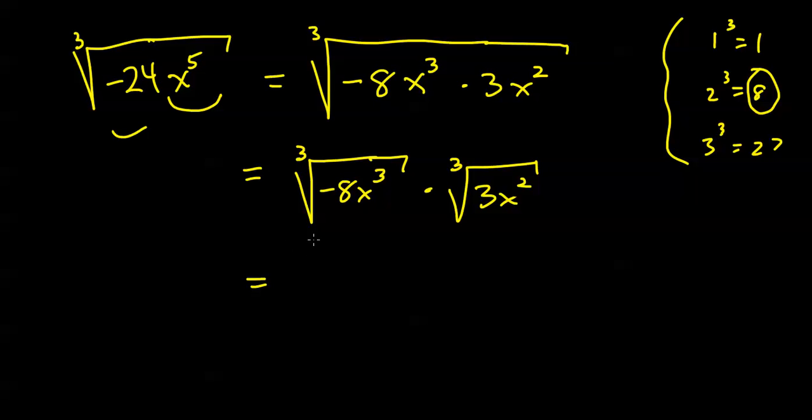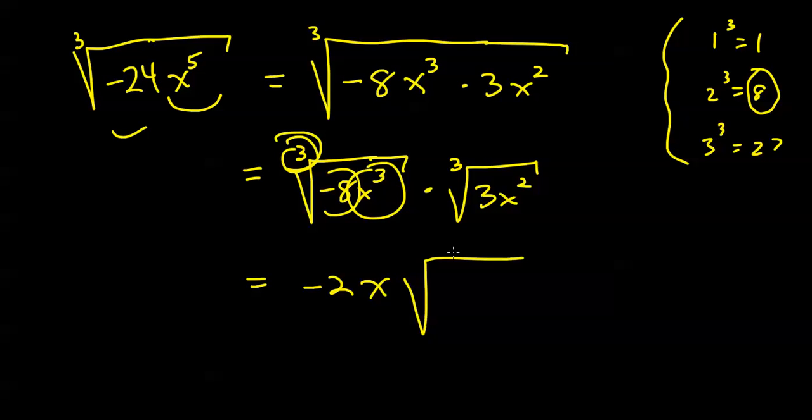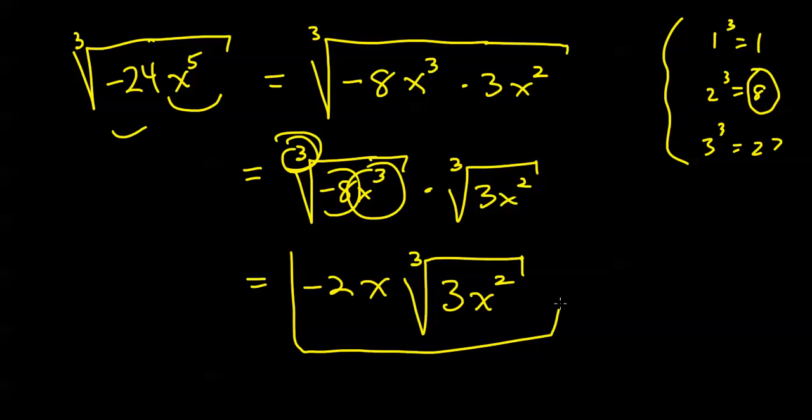Now I'll worry about this left-hand expression first. The cube root of minus 8 is negative 2, of course. The cube root of x cubed, that's just x, times the cube root of 3x squared. Alright, so I've simplified as much as I can. I've taken out everything from under that root sign that I can, and there is my final answer. Minus 2x times the third root of 3x squared.